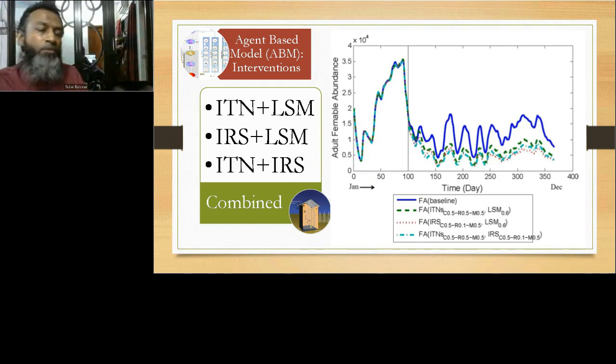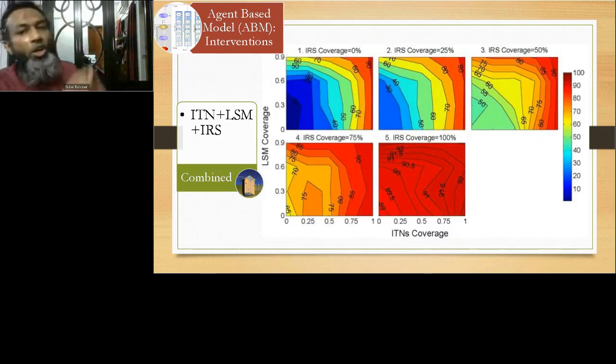And we had different sorts of combinations: ITN plus LSM, ITN plus IRS, IRS plus LSM, and so on. And again, we can see that the situation is much better when we use combination. And at the end, we used a number of parameter combinations where all three interventions were used.